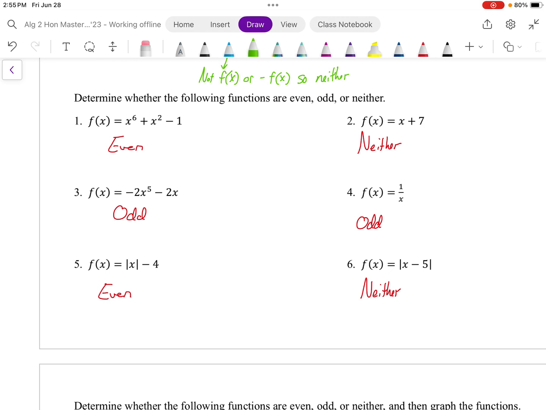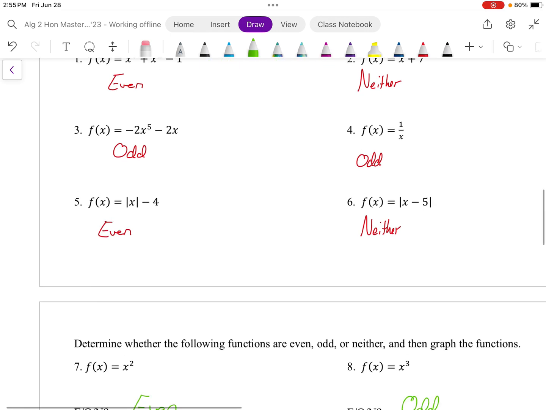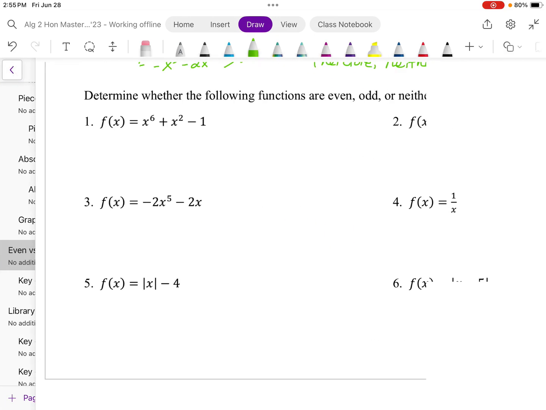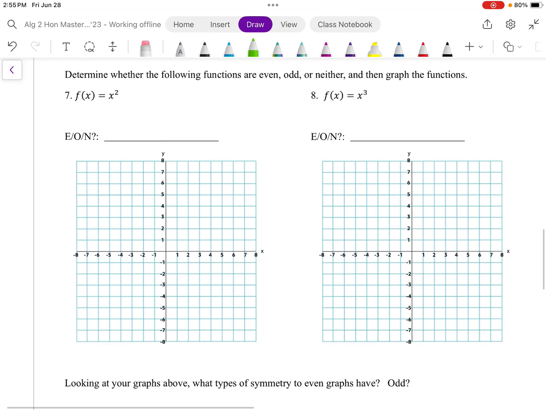Now we're going to go on and look at the graphs. What you're going to do is go on to 7 and 8 and graph the two functions that are there. Based on what we just talked about algebraically, I want you to decide whether the function's even, odd, or neither for both 7 and 8. Graph the two functions, and then try to answer the question below to the best of your ability.